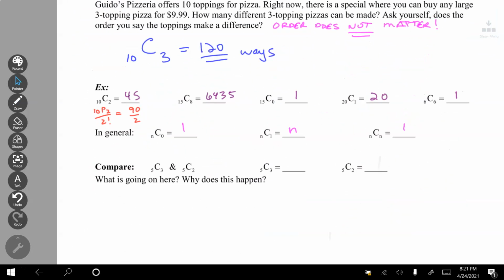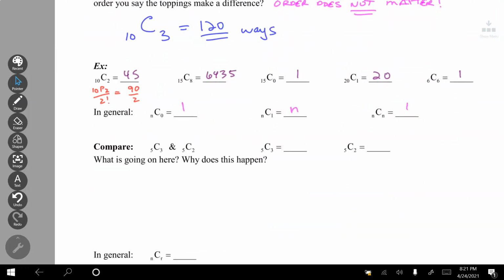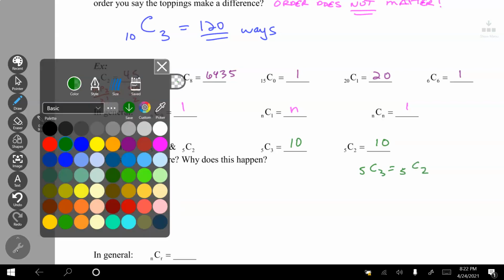So what does it mean? If we go to a calculator, there's a very special pattern going on here. I put this in the calculator, 5C3, I get 10. I do 5C2, I also get 10. So 5C3 is equal to 5C2. And let's talk about why. What is going on here?